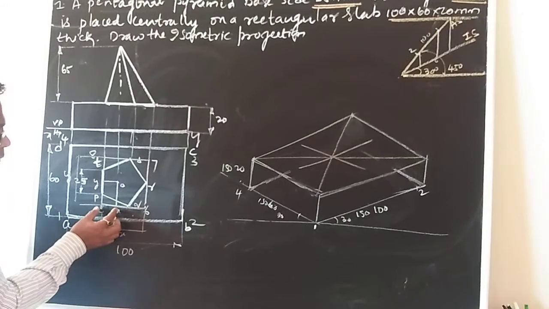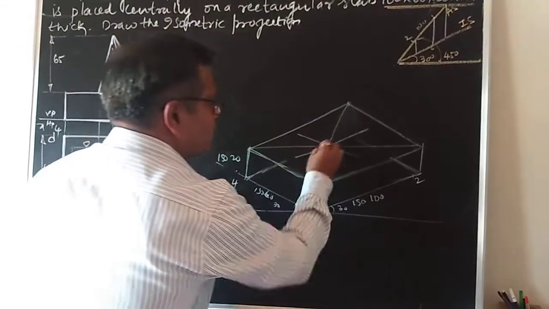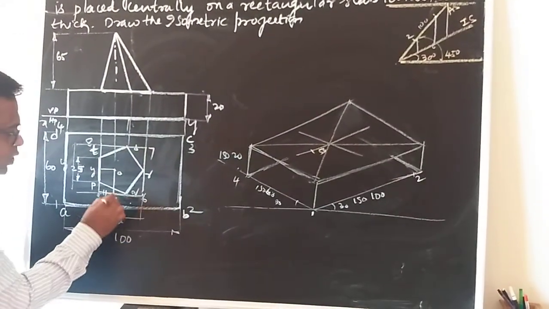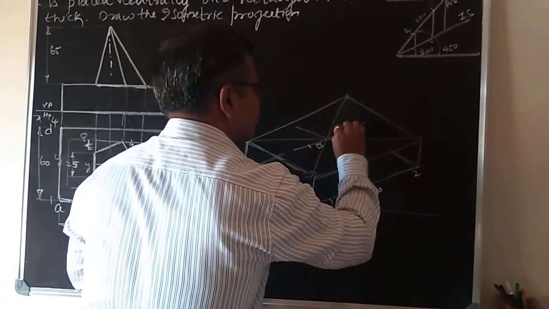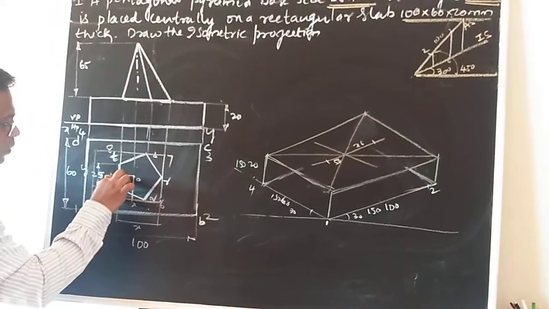Then what to do? You take the measurement of 5 and 6. Here you have to mark. This is 5, and 6 is here. Then measure X to 6. This is the X6 length. Similarly, measure Y to 8 and Y to 5.